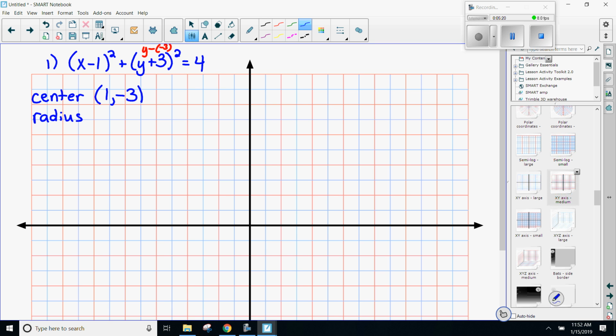Because remember in that formula it's equal to r squared. So this is the radius squared. You would have to take the square root of that. And the radius is equal to 2. See the connection between the formula you wrote down and that.